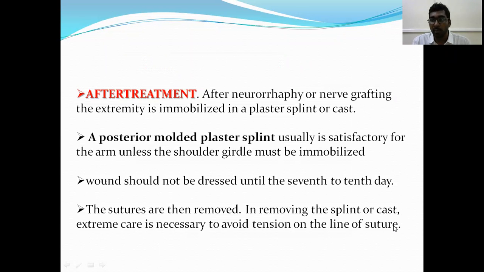tension in the line of the suture, because nerve is very difficult to repair, and the results are also very meticulous. So if you do things very meticulously, then we can expect some results from nerve repair. So you have to do it meticulously.